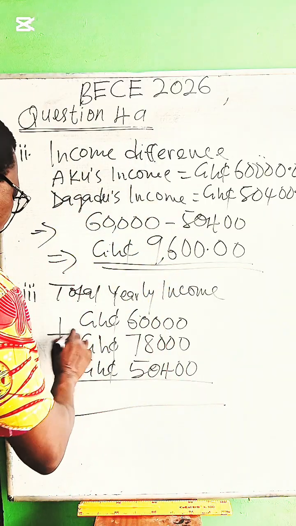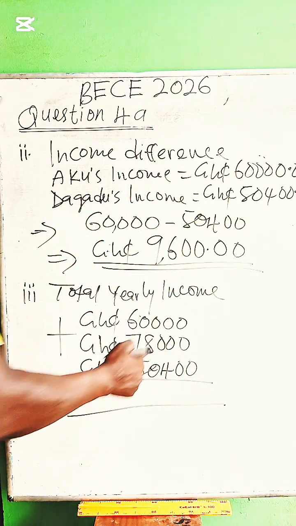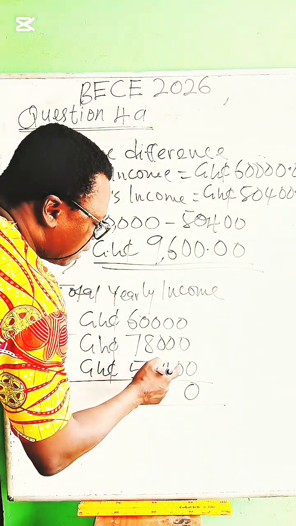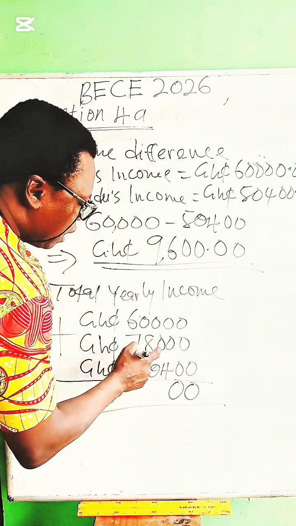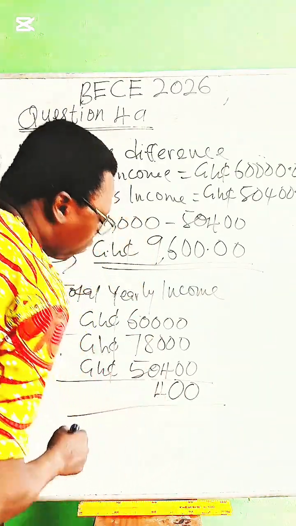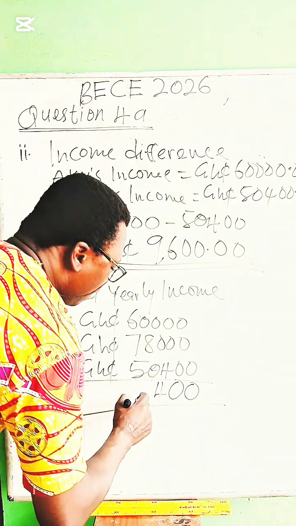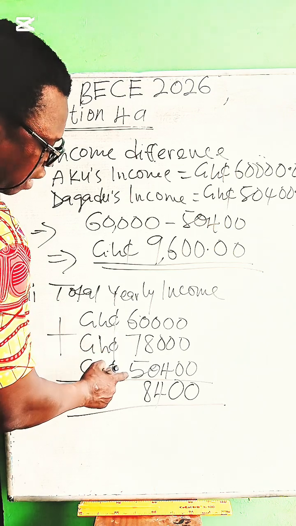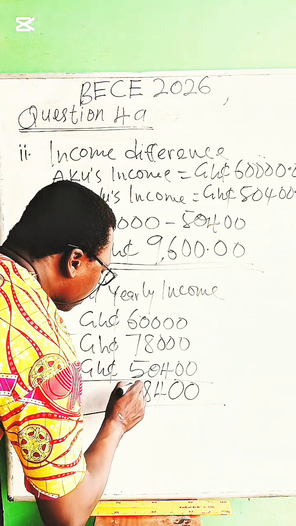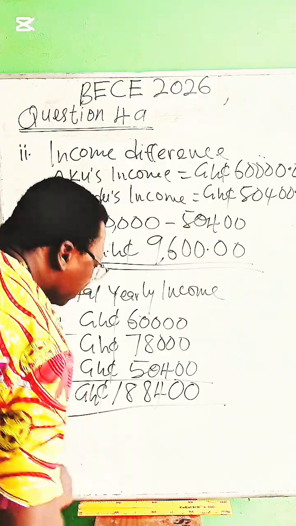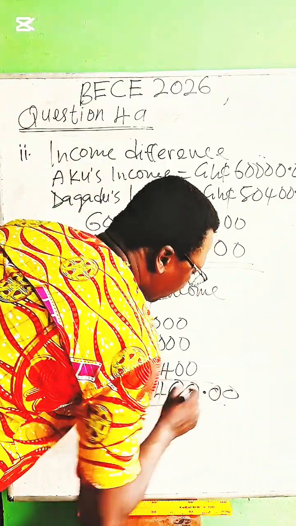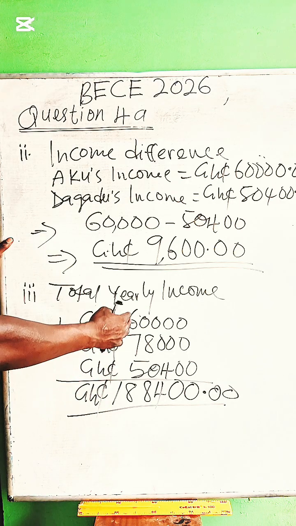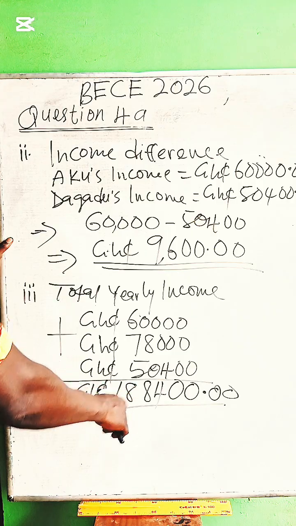I'm putting them together. It means you add: 0 plus 0 plus 0 becomes 0. 0 plus 0 plus 0 becomes 0. 0 plus 0 plus 4 becomes 4. 0 plus 8 plus 0 becomes 8. 6 plus 7 is 13, 13 plus 5 is 18. Put 18, and then you put your Ghana cedis there. So this becomes the total yearly income: 188,400.